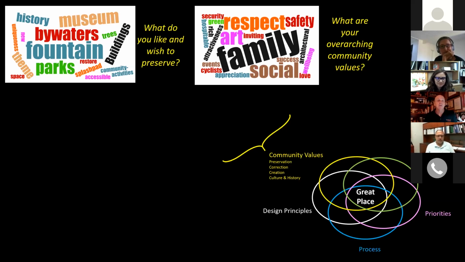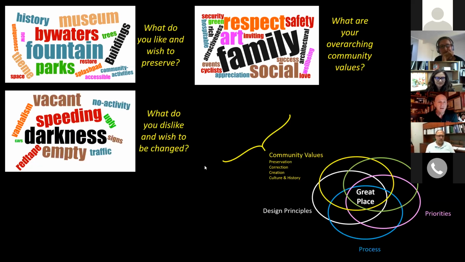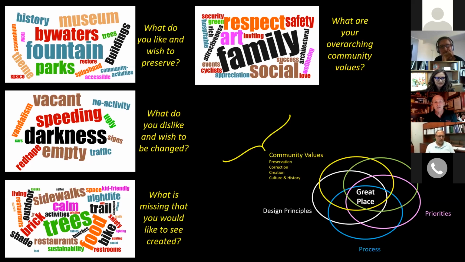What they'd like to change was things like the hot street. If you can, yeah, there we go. The vacant buildings, some of the darkness in parts of the city, empty buildings. And lastly, what's missing that they would like to create. Where we are, in hotter climates, trees and shade are absolutely vital for walkability and cycling and place and image, food, calming the speeding traffic and this kind of thing. So this is what they wanted to be created.